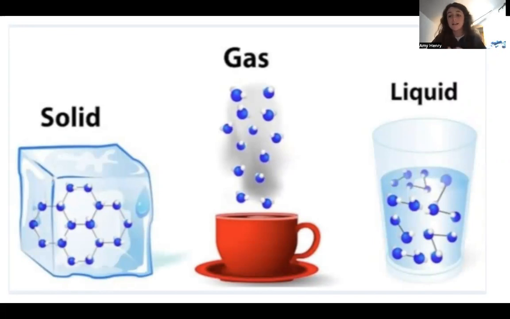So a solid is close together. So if you were to represent it with your hands, it would look like this, and it is not moving. The molecules are not going anywhere. So in the picture, it shows an ice cube.